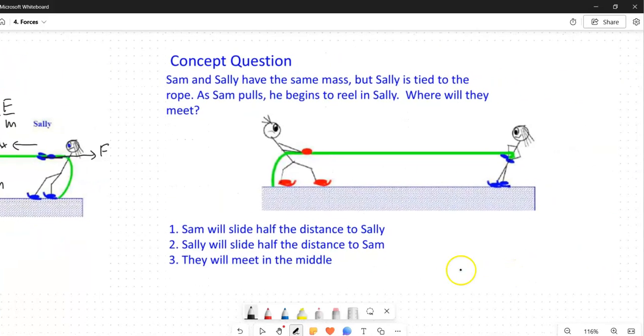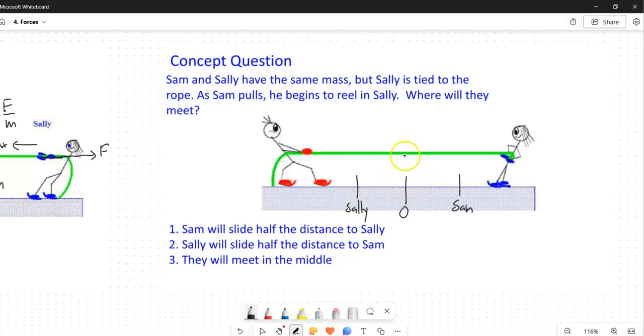All right. Now, same situation where Sam and Sally have the same mass. Sally just decides to give up. I'm going to tie a rope to myself, and now Sam is going to just pull. Where will they meet? Will they meet in the middle? Will Sam move over to here? Or will Sally move over to here? Which situation will happen if only Sam is pulling and Sally is not pulling? She's just tied the rope to herself. Go ahead and try this out and pause the video now.